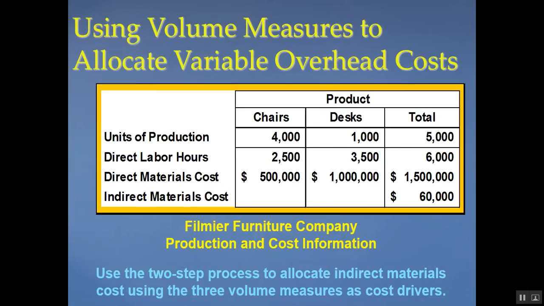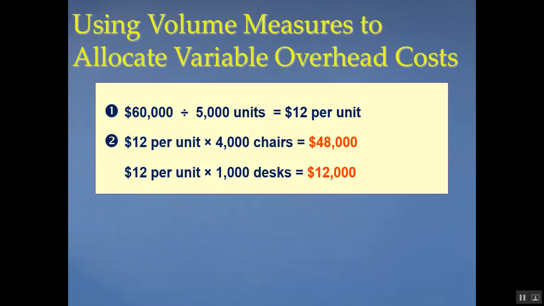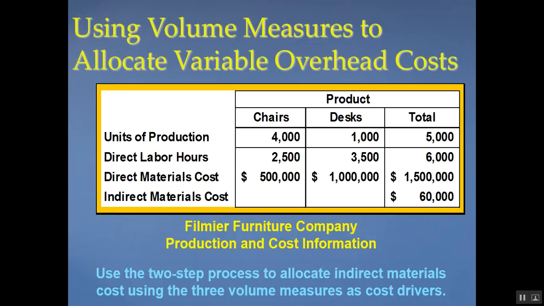Here, we're looking at a furniture company. So we're going to use the two-step process again to allocate the indirect materials cost, and we're going to look at the scenario under 3 different volume measures. So you can see how, depending on what cost allocation driver you use, you can come up with very different results. So if we're going to use the number of units, we're trying to allocate the 60,000 of indirect materials between chairs and desks.